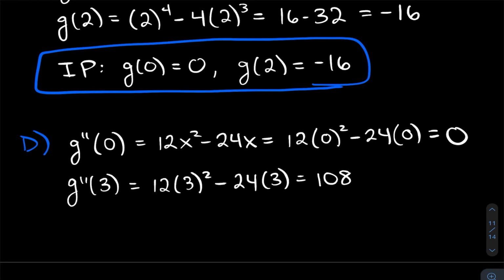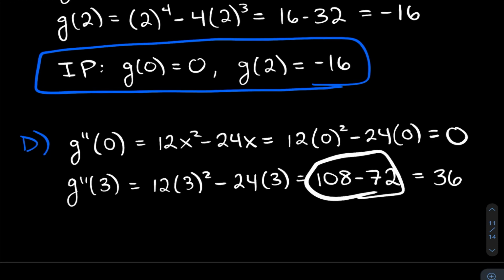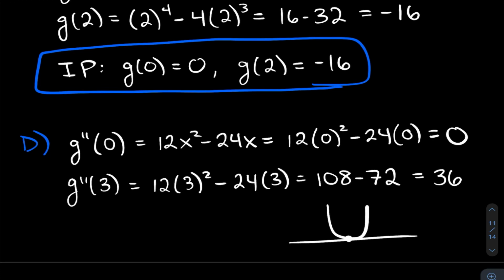And then you have minus 24 times 3, which is 72. Okay? And if you do a little bit of subtraction here, you are going to get 36. Okay? This is a positive number. That's all we really care about. Is it positive or negative, right? Even from here, you don't even have to do that subtraction if you don't want to, because you already see that it's going to be positive, right? And so since it's positive, we know we're concave up, and that means we're dealing with a min. And again, that's exactly what we were expecting.